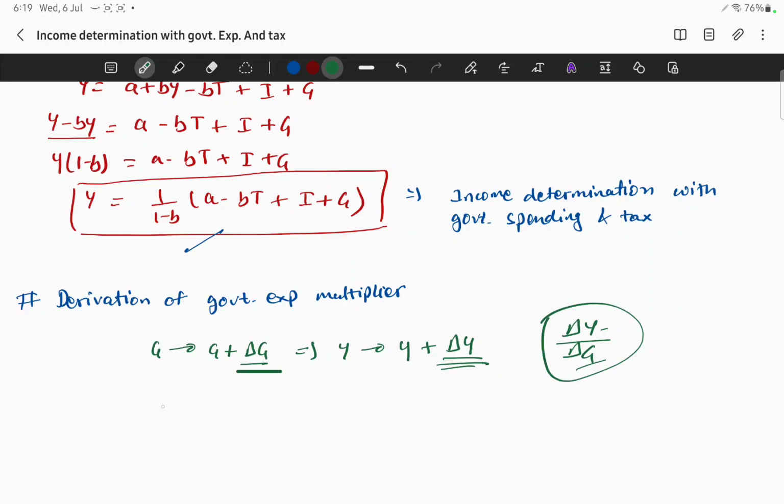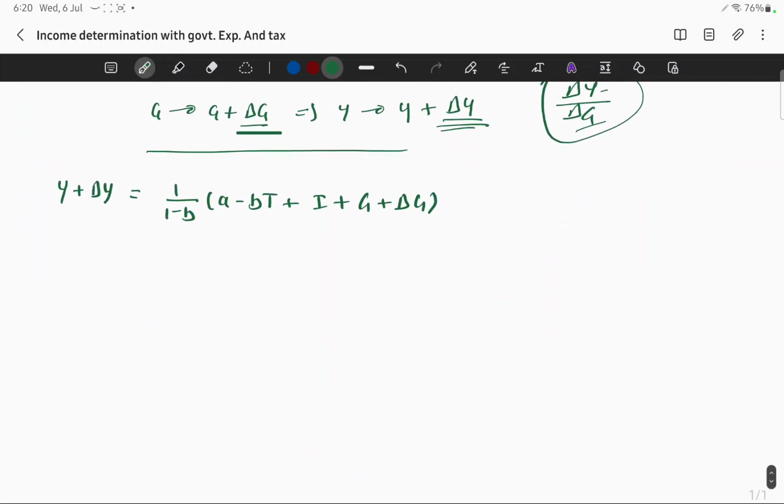Okay, so let me introduce these changes in this equation. So this will be equal to Y. I'm just leaving some gap here. Y equals 1 over 1 minus b times (a minus bT plus I plus G). Now we are increasing the government expenditure by delta G, so it will cause some increment here. Let's call it delta Y. Now let me distribute the entire 1 over 1 minus b into the brackets so that you are able to understand the math easily.